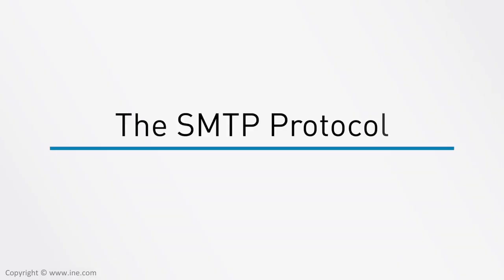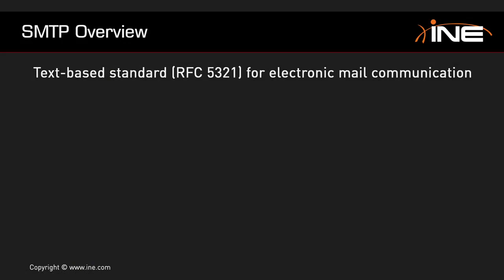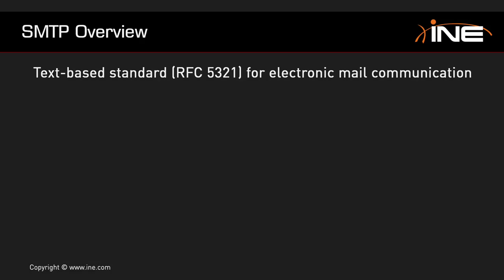In our opening video for this series, we will talk about Simple Mail Transfer Protocol, SMTP, which is a text-based standard defined in RFC 5321 that describes all requirements and all message formats for electronic mail communication. Electronic mail communication is abbreviated as email or e-mail. Both of these forms are grammatically correct, but since the first of them is commonly used across all SMTP related RFCs, this is what I will also be using throughout this series.